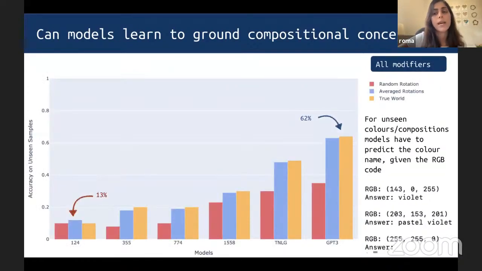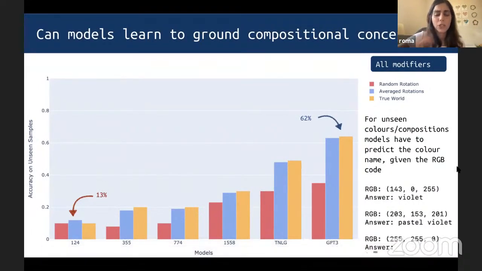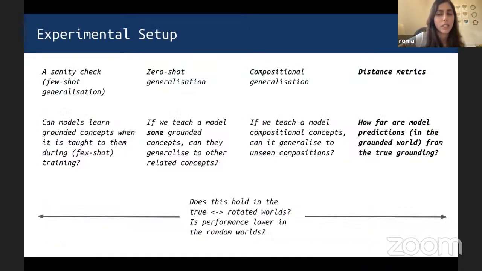However, when we pool together all of the modifiers, which is put pastels and lights and darks in the same few shot prompt and then test it on the remaining ones, it's a lot harder for the models to do this sort of compositional reasoning. But when we give it each modifier at one time, the GPT-3 model at least seems to do surprisingly well. So that's an interesting takeaway.